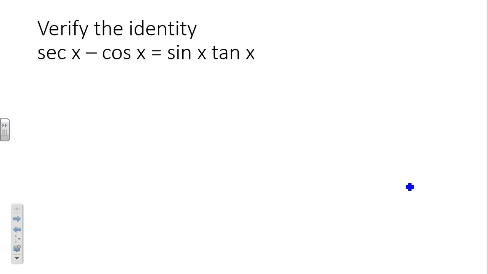I want to verify secant minus cosine is equal to sine times tangent. Left side kind of looks a little more complex, doesn't it? You know, usually subtraction, is that more complex than multiplication? I don't know. But we can work with the left side. All right, so what are we going to do? 1 over cosine. That's just a reciprocal.